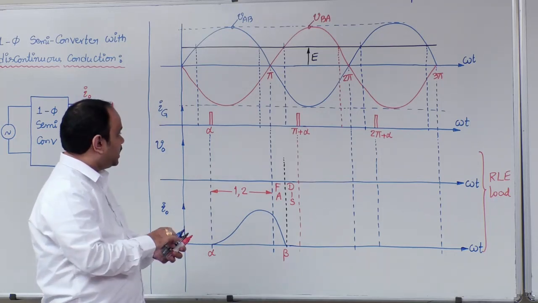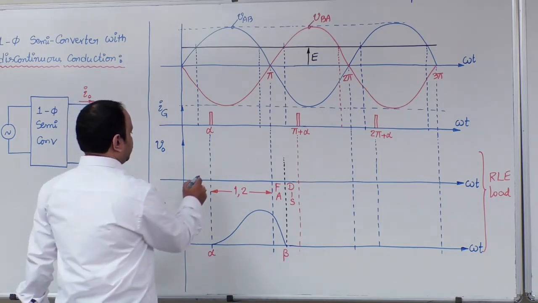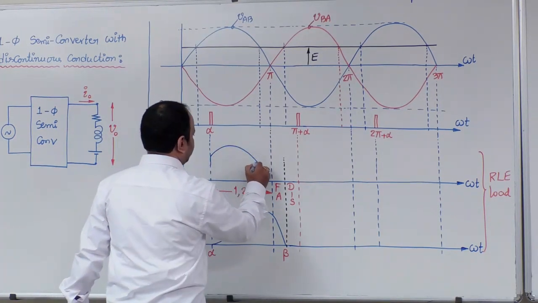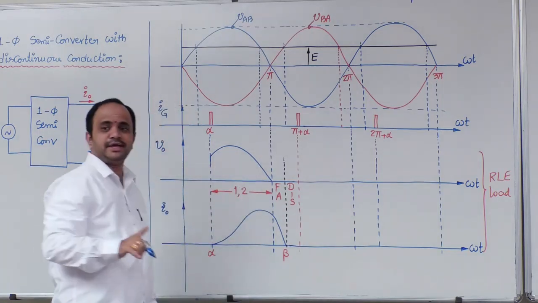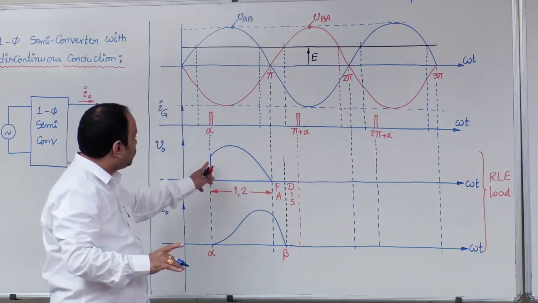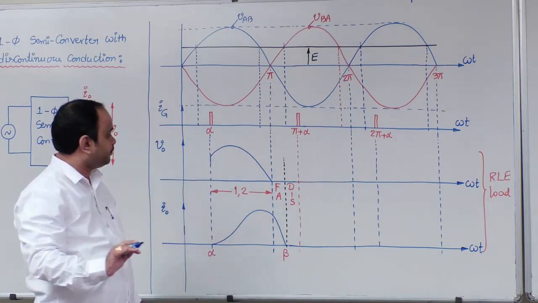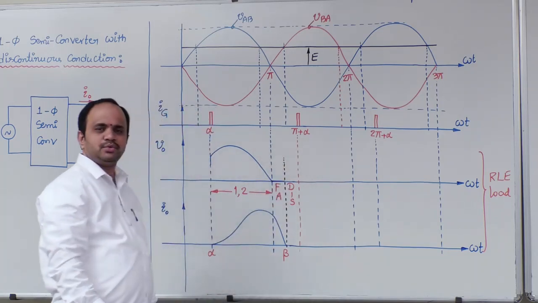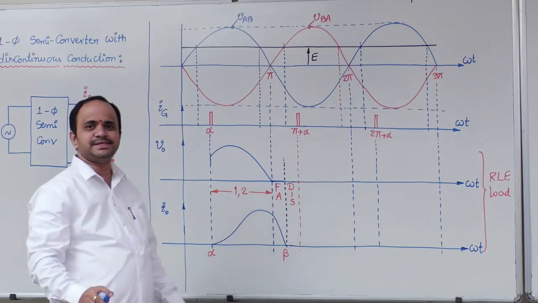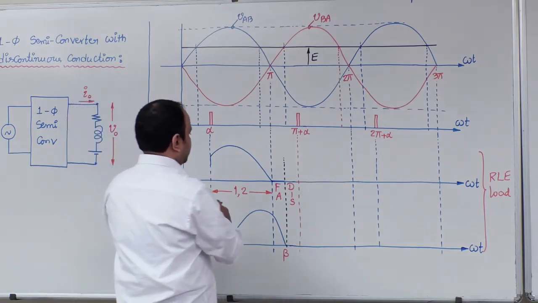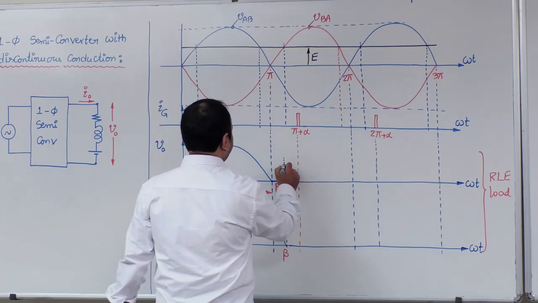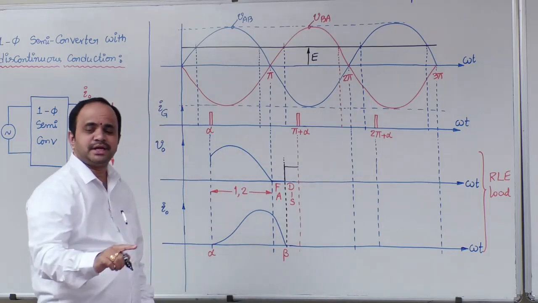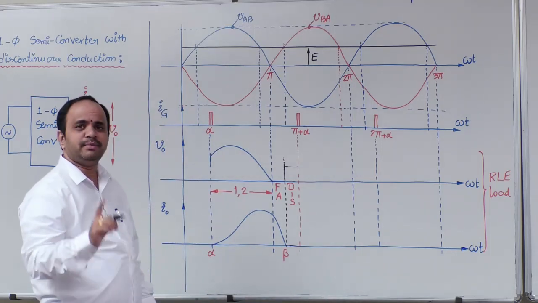Now let us draw the output voltage from alpha to pi. From alpha to pi, the V0 waveform is the blue color sinusoidal. Now pi to beta, freewheeling action. During freewheeling action, output voltage is 0. Next, beta to pi plus alpha, what is the output voltage? During the discontinuous interval, output voltage is the load EMF E.